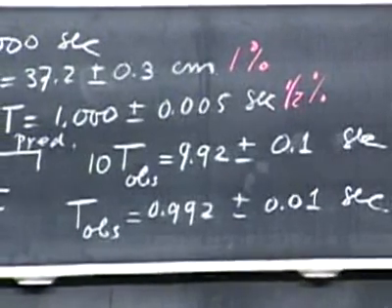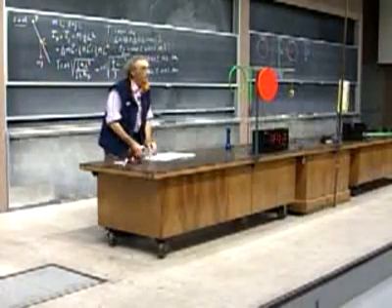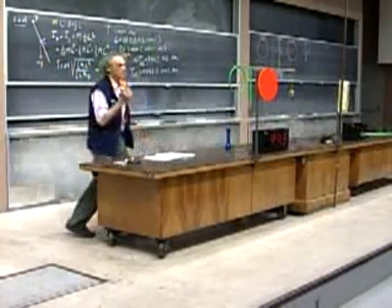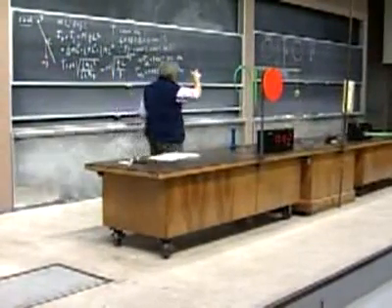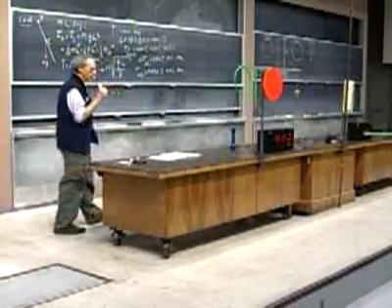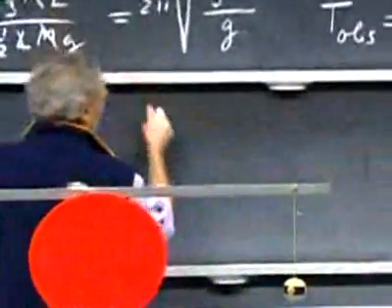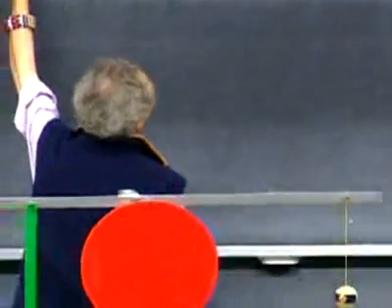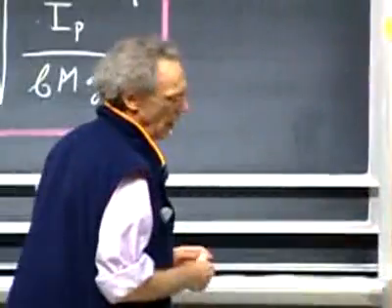Now, all these four objects were designed in such a way that they have exactly the same period of 1 second. And now comes the question, how do the dimensions relate to each other in order to get them a period of 1 second? So let's now calculate the period for the other three objects, for the ring, for the disk, and for the pendulum.